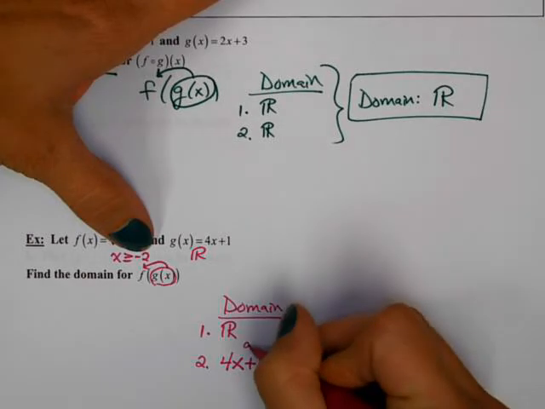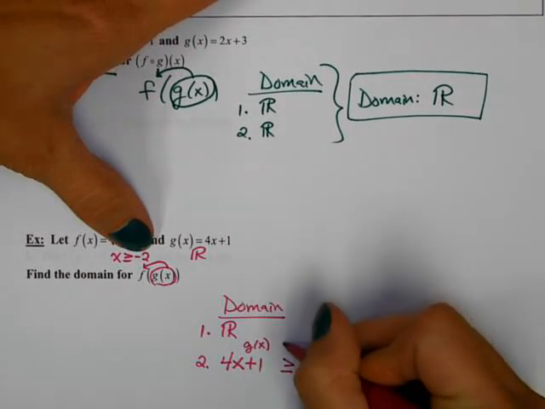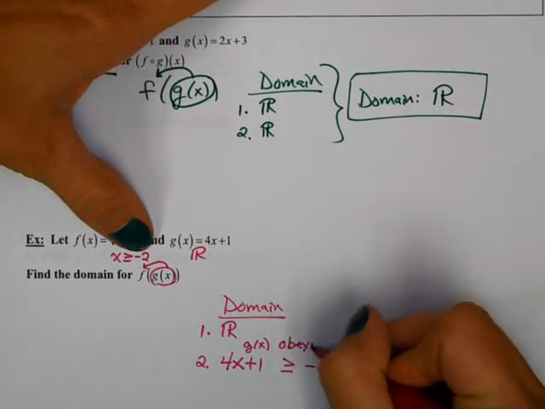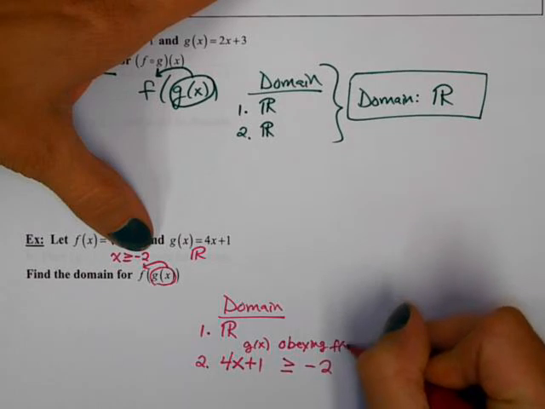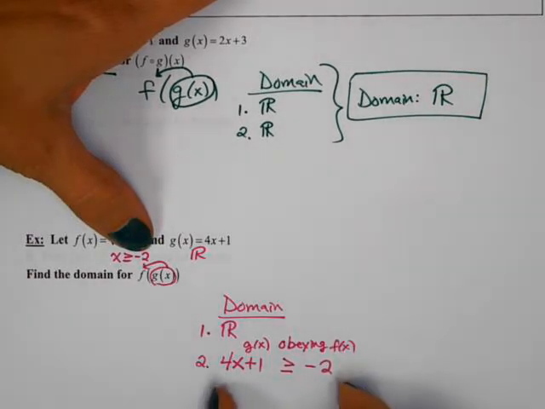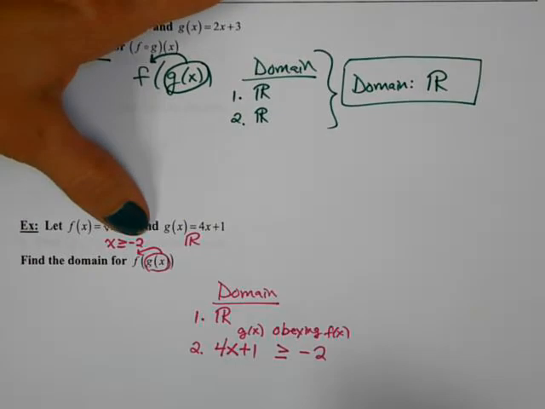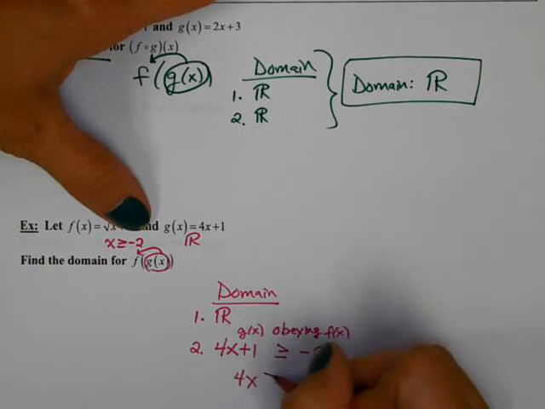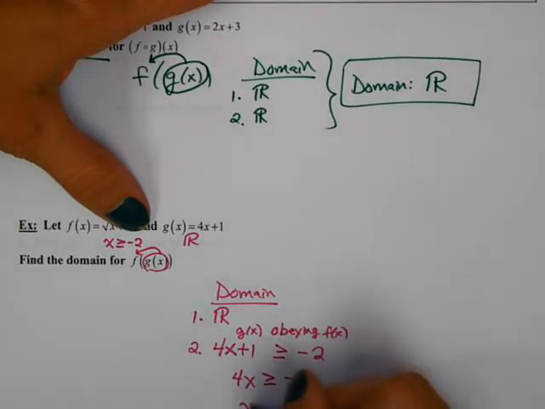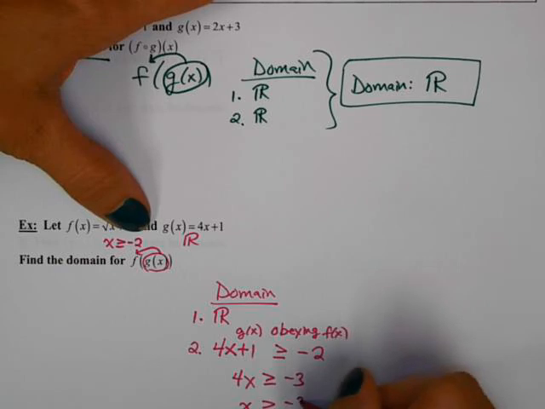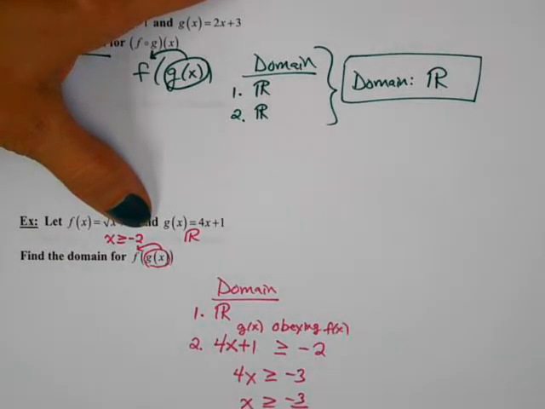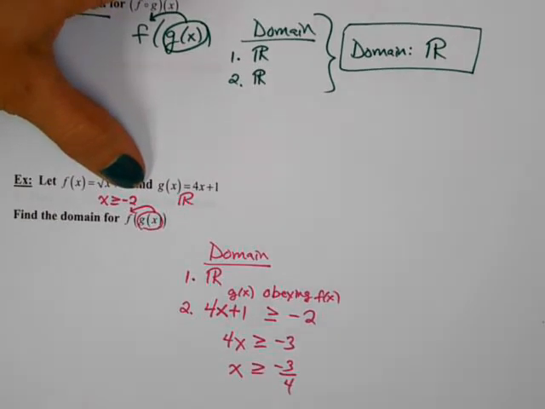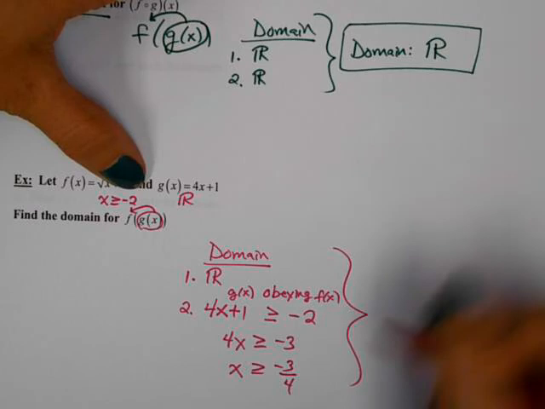So here's the g of x function. And here's him obeying what the f of x says. So when you do this, you're going to get an equation or an inequality that has to be solved. So I'm going to subtract 1 from both sides and divide both sides by 4, and I have a new restriction. Okay. And then what we do is we put both of them together.